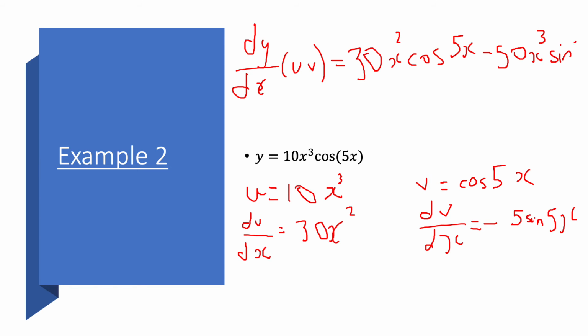Sine of 5x. And that would be my answer for the derivative of the product of these two functions. So I've let u equal that and v equal that. It doesn't matter which letter you let v or u equal to, it's still going to give you the same answer. So if u was cos 5x and v was that, then it would still give you the same answer at the end, okay? So it doesn't matter which one you label u and v, as long as you are consistent in your differentiation and when you sub it into the formula, okay?